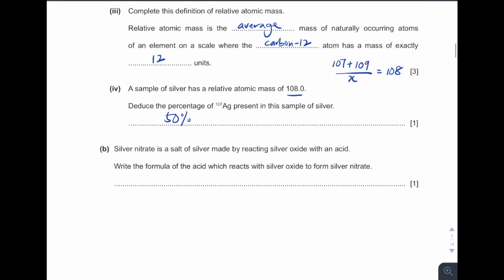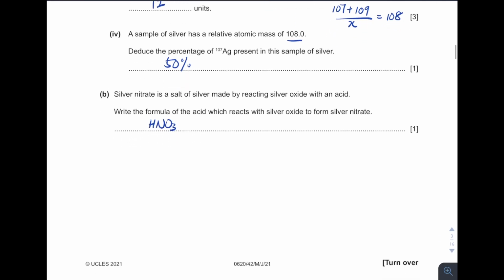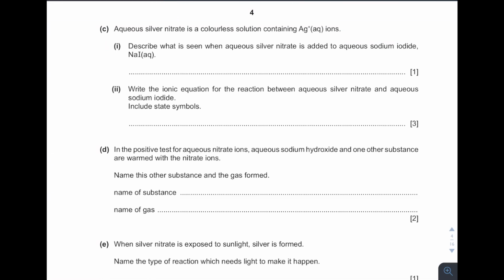Then the formula of the acid which reacts with silver oxide to form silver nitrate. So the acid has to be nitric acid. Then describe what is seen when aqueous silver nitrate is added to aqueous sodium iodide. Whenever you see silver reacting to form silver iodide, what is the observation for silver iodide again? It is a yellow precipitate. Yellow precipitate. And then followed by the ionic equation.